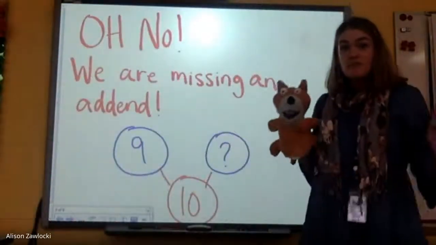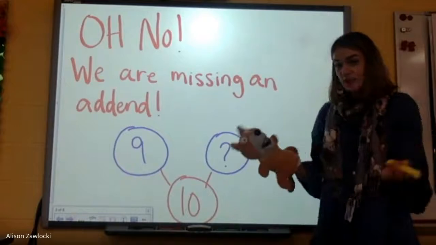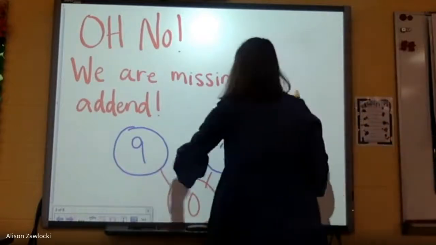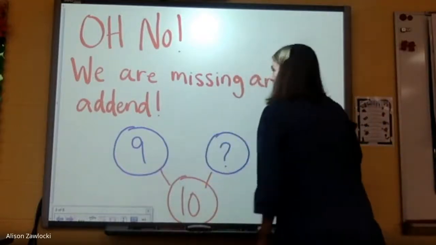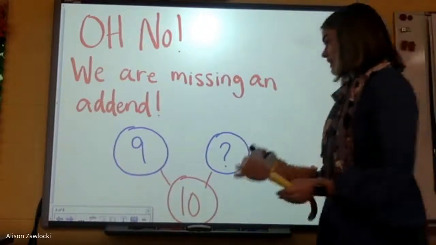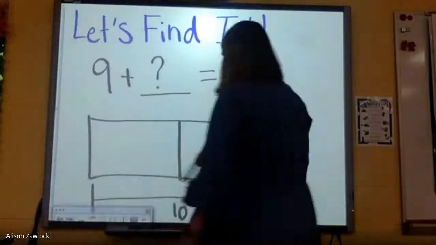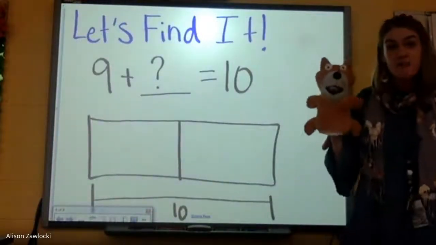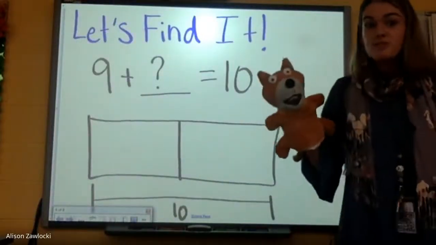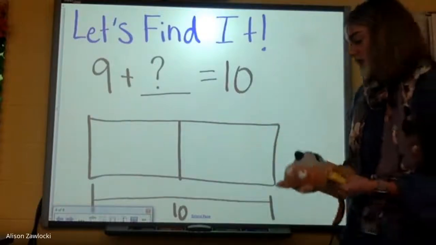What do we do if we're missing an addend? Look, we have one part, but we don't have the other part, but we have the whole. What do we do? All right, we're going to have to find out. This is what we do. We are going to find it by drawing a picture, drawing objects in the chart. Okay, so let's do that.